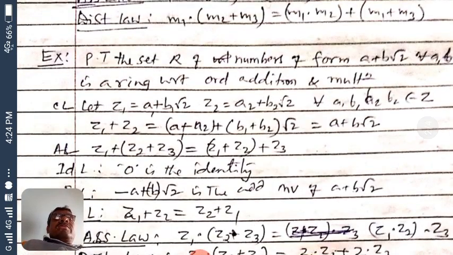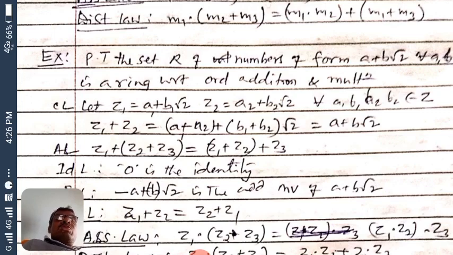Again, consider first an element, say z1, equal to a1 plus b1 root 2, and z2, equal to a2 plus b2 root 2. Here all a1, b1, a2, b2 belong to the set of integers. Under addition, z1 plus z2, we get a1 plus b1 root 2 plus a2 plus b2 root 2, which equals (a1 plus a2) plus (b1 plus b2) into root 2, because root 2 is common. This itself is the given form a plus b root 2.